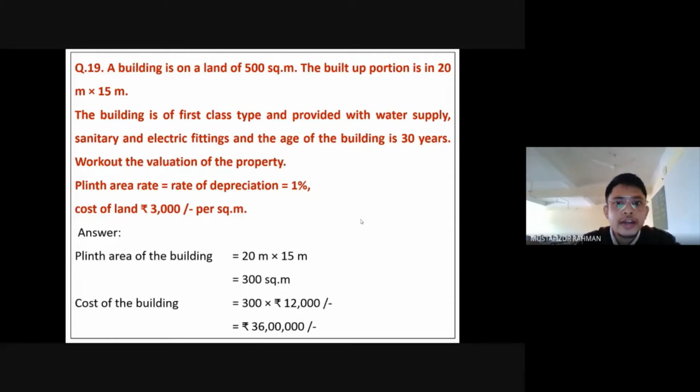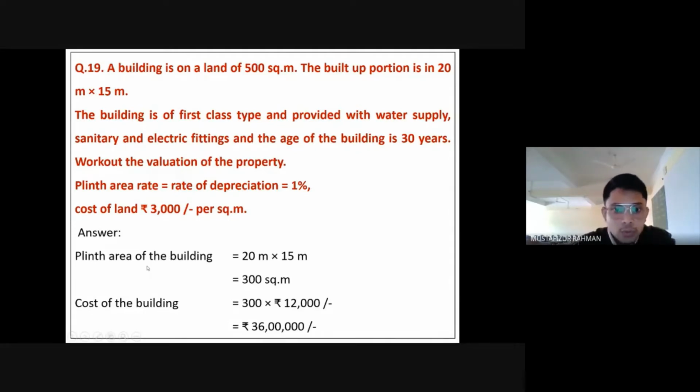We have to find out how much depreciation has occurred. Okay, I made a mistake here. Again, typing. Plinth area rate of depreciation is 1%. Cost of land is rupees 3,000. Plinth area rate, I will correct this one. There is a plinth area rate, rupees 12,000 is the plinth area rate. So I made a mistake in the question again. I will correct it and then post.